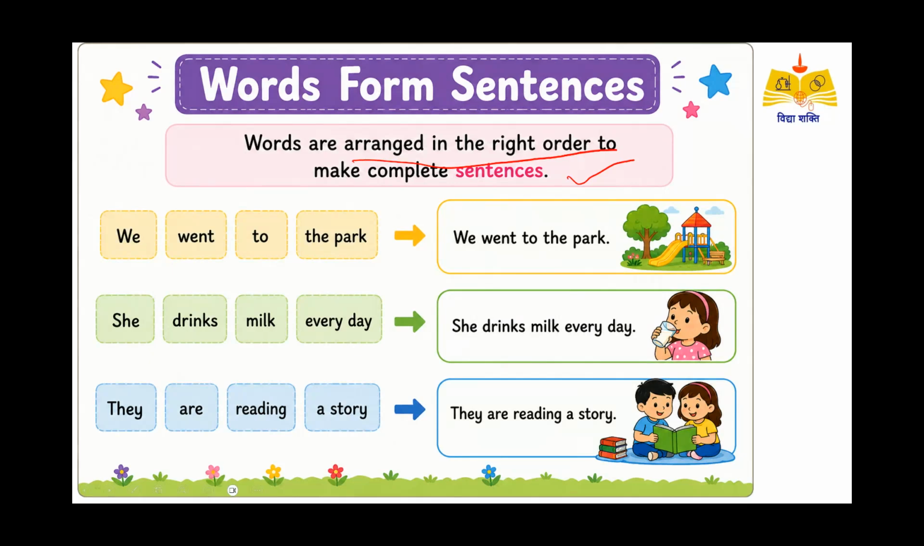How do you form a sentence? When you put the words in the right order, they form sentences. For example, this is word 1. We went to the park. ఈ 4 లేదా 5 words ని మనము we are arranging them in the proper order to make a sentence. We went to the park.